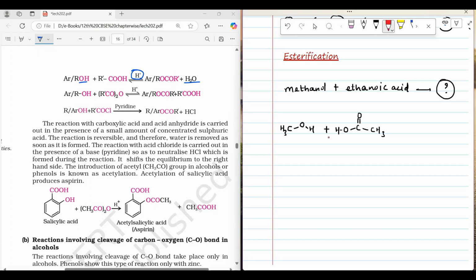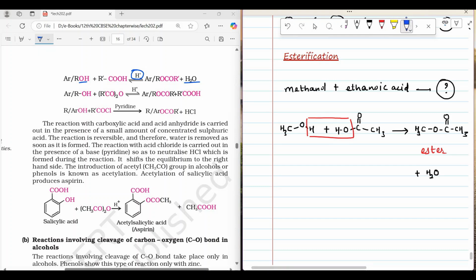Now remove the water molecule. When you remove water molecule, you have to remove hydrogen from alcohol and OH from carboxylic acid. Now draw the structure of ester by combining the rest of the molecule. So here you will get CH3O. Now it is bonded to C double bond O, CH3. So this is an ester. And water is removed in the form of byproduct.